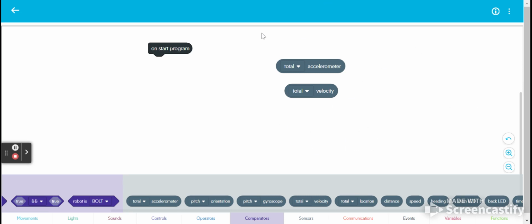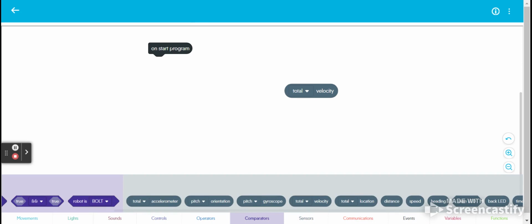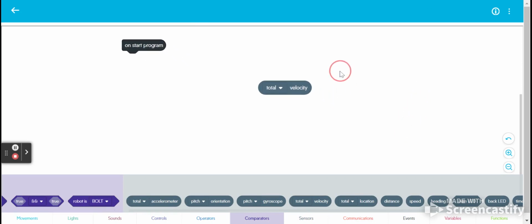Okay, so think of it as a car. If you're going 30 miles an hour, that is your velocity. If you're increasing from 30 to 40, you are accelerating. Okay, so I'm going to use velocity for this example, but again, if you used acceleration, it would essentially work the same way.